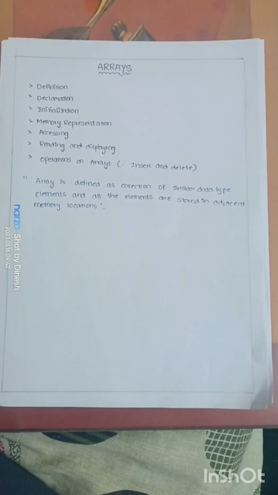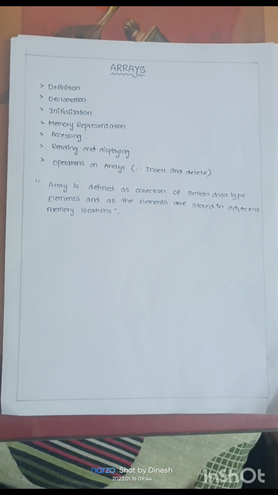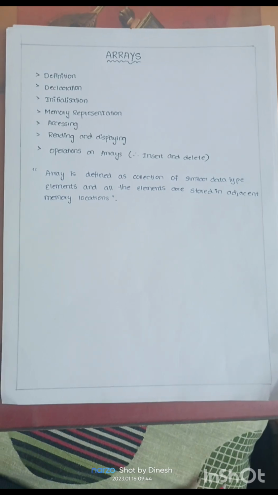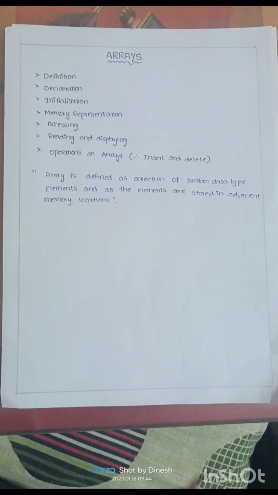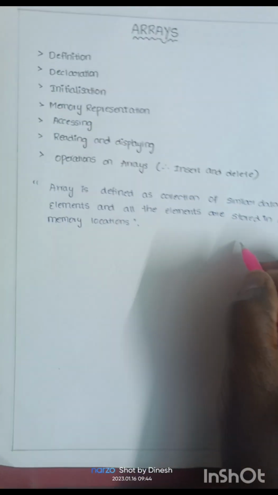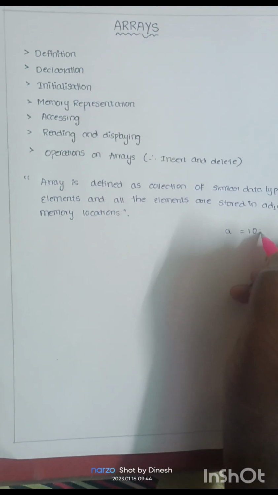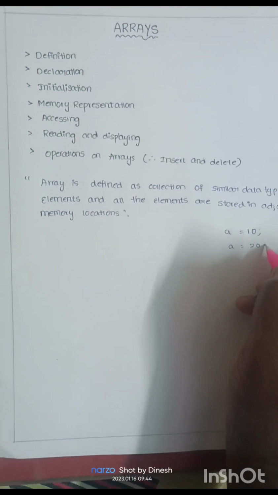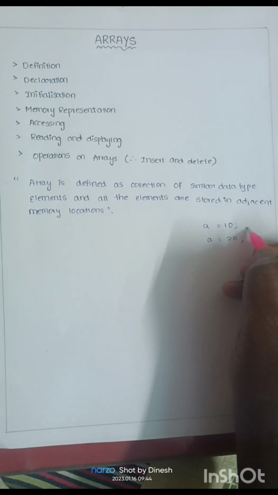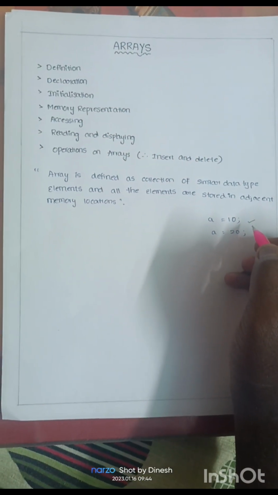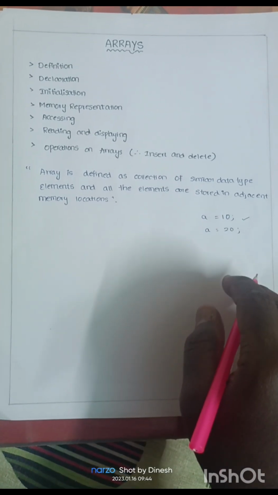Here, the definition of array is a collection of similar data type elements, and all the elements are stored in adjacent memory locations. Arrays are mainly used to overcome the limits of ordinary variables. Why? Because an ordinary variable stores only one value at a time. For example, let a equals 10, then a equals 20. At a time we can store only one value, but in an array we can store multiple values of similar data type.